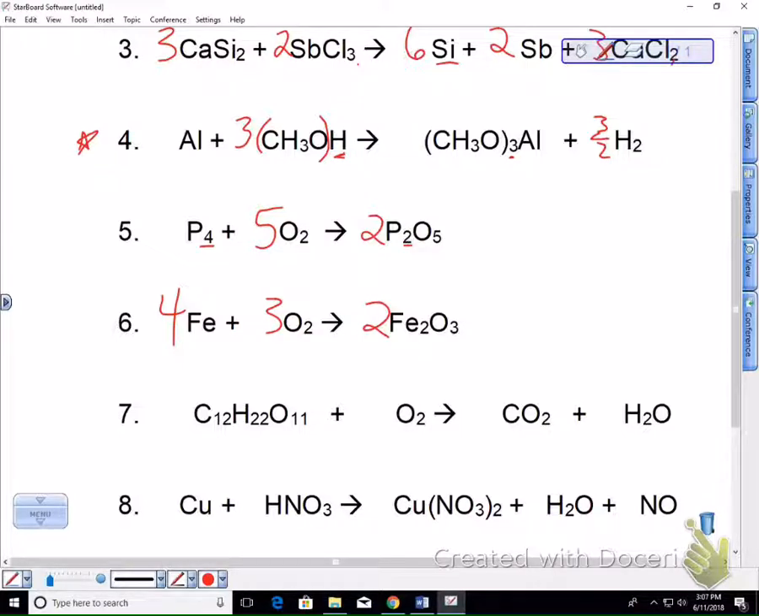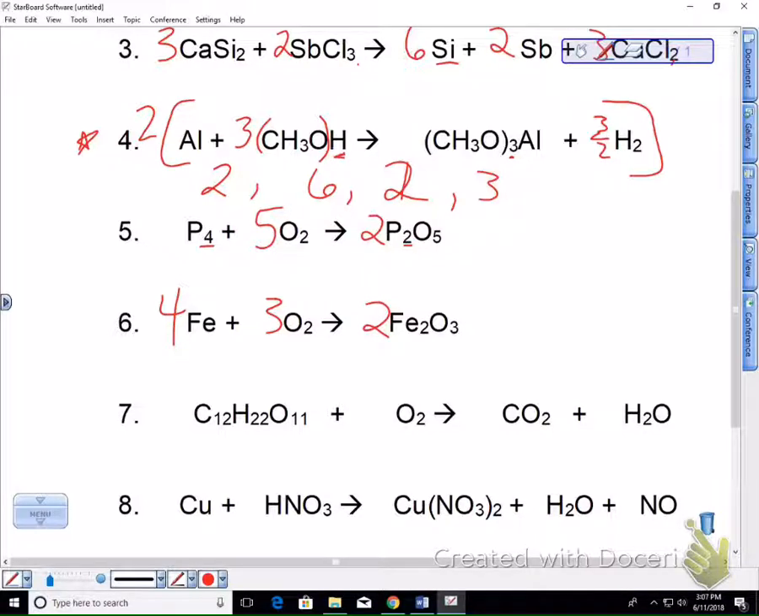So now my CH3O is fixed, my hydrogen by itself is fixed, and we just need to look at the aluminum. In this case, aluminum is perfectly fine. So everything is balanced, but I want to multiply the entire thing by 2 to get rid of that fraction, so that my final coefficients will be 2 for the aluminum, 6 for the, what is going to be methanol, I believe, and then 1, nope, sorry, that's a 2, and then a 3. So 2, 6, 2, 3.